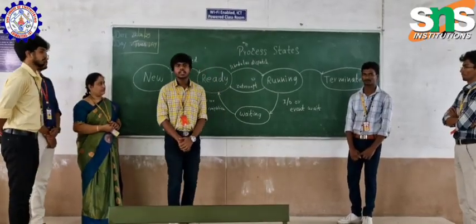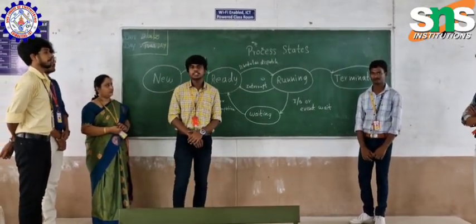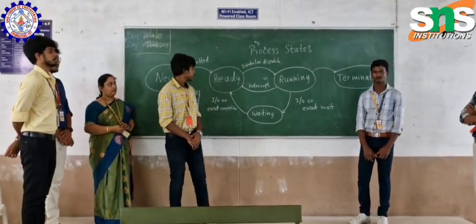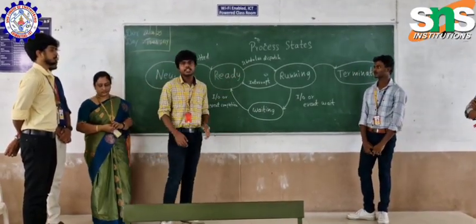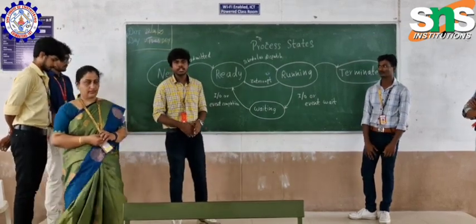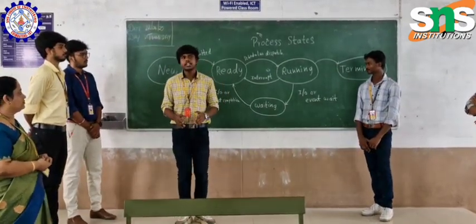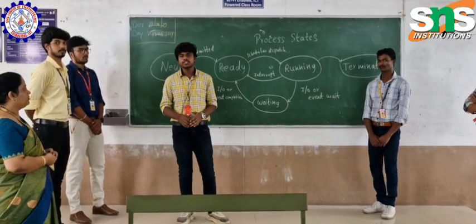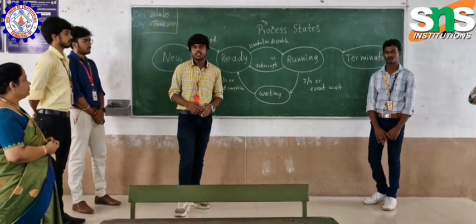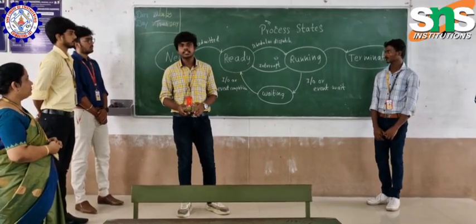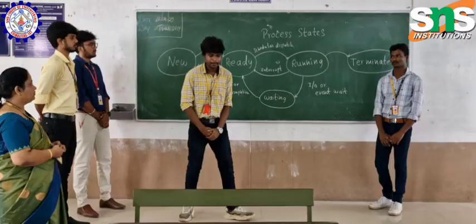Hello everyone, I am here to explain what is meant by a running state. As we know, in operating systems there are various kinds of states like new state, ready state, running state and terminated state. Here I am going to explain what a running state is. A running state is a state in which the process is currently being executed by the CPU, and the currently running process has access to all the resources in the CPU.